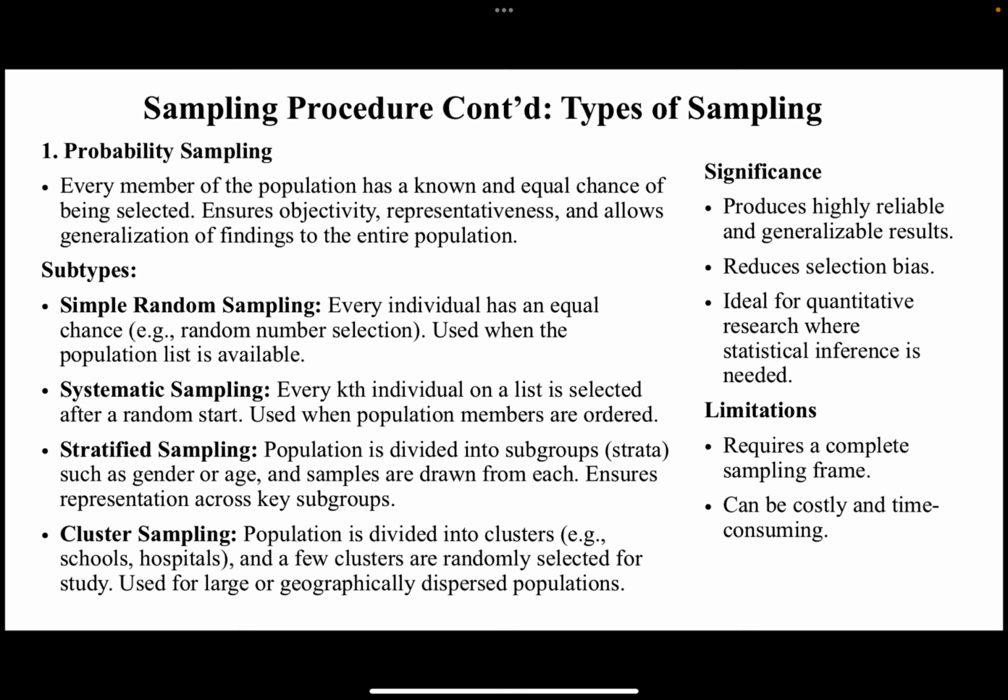So in stratified sampling, the population is going to be divided into subgroups. We call it strata, such as gender, age, or profession. Samples are then taken from each group. Suppose a university has 60% female students and 40% male students. The steps you are going to use if you want to use a stratified sampling technique is you have to first of all divide the students into male and female groups. Then you go further to select samples proportionately from each group.